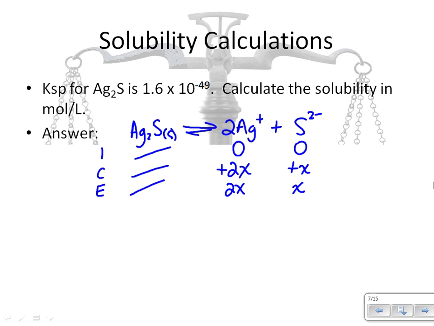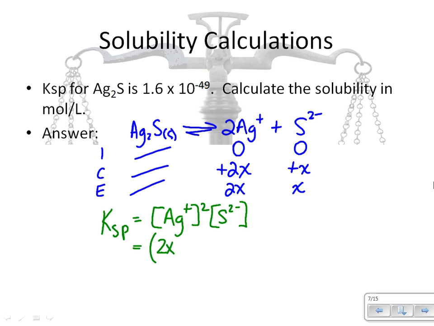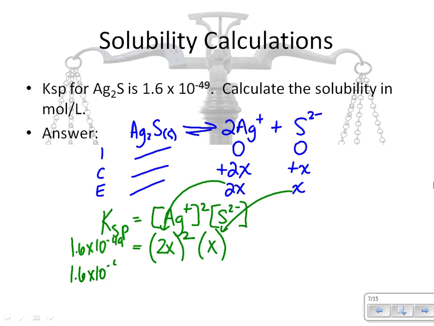If I plug that into my KSP equation now, my KSP equation is my Ag concentration squared times my sulfide concentration. So if I punch in those numbers, I have 2x for my Ag concentration, then I square it, and I have x for my sulfide. So I basically just brought those two numbers down here. And I know that equals 1.6 times 10 to the negative 49. So now all you have to do is solve for x. 1.6 times 10 to the negative 49 equals 4x cubed.